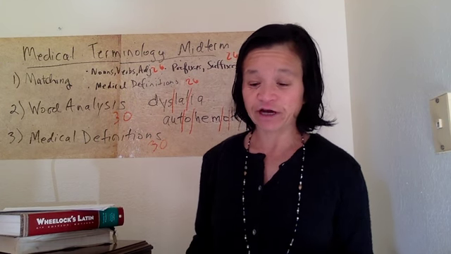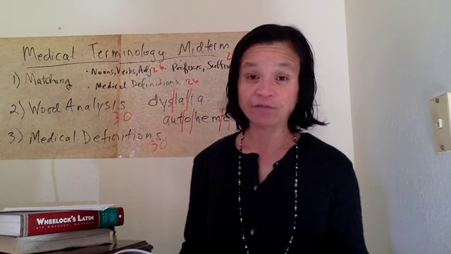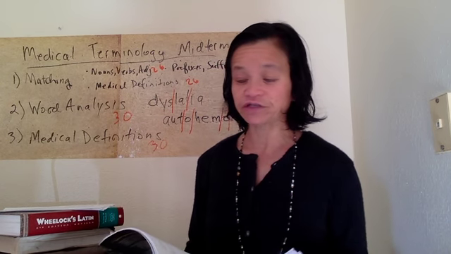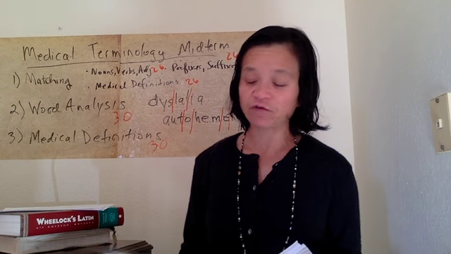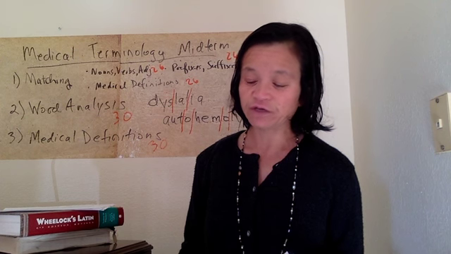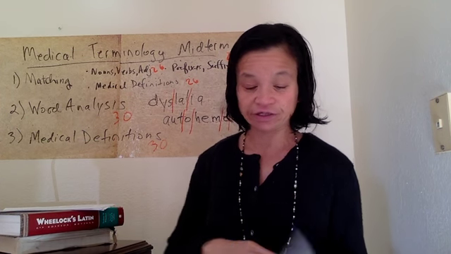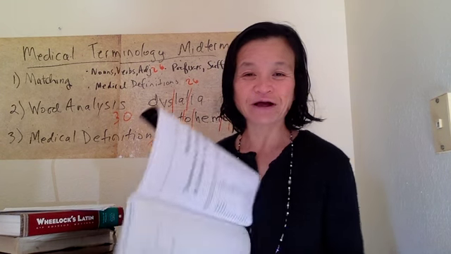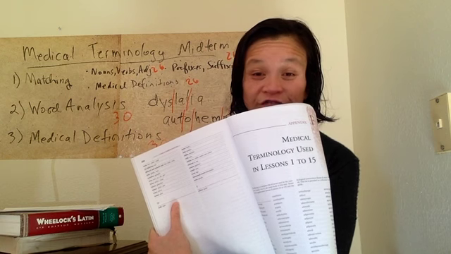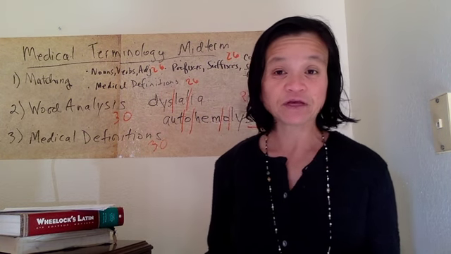One thing that I think would be very helpful is to use the back of the book. There are a couple of appendixes. One just lists the different combining forms. One lists all the prefixes. Another one lists the suffix forms. And what I find very helpful also is Appendix F. This is medical terminology used in lessons 1 through 15. So it's just a really long list in alphabetical order of a lot of the medical terms.